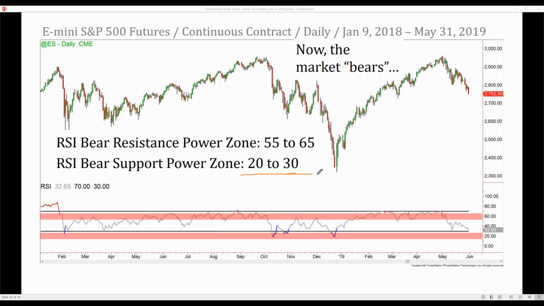So this is the set of power zones that define bear movements, and we're going to have 2 more that define bull movements. So if you've got these 2 sets of numbers down, and you understand bear resistance, bear support, go ahead and type a C for Chicago Bears for me. C for Bears, Chicago Bears, and then I'm going to show you the bull zones. Awesome.